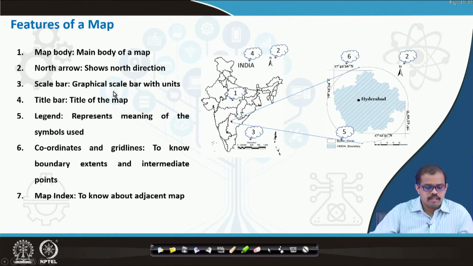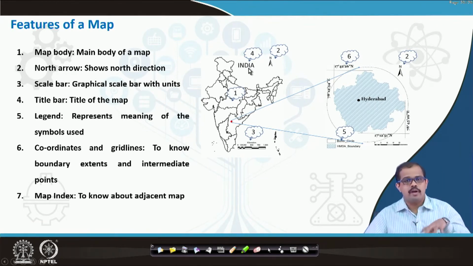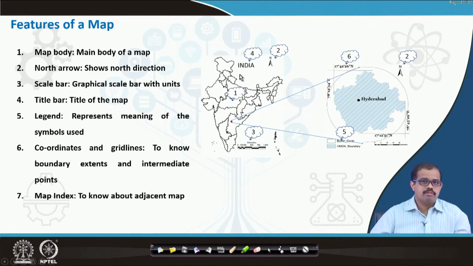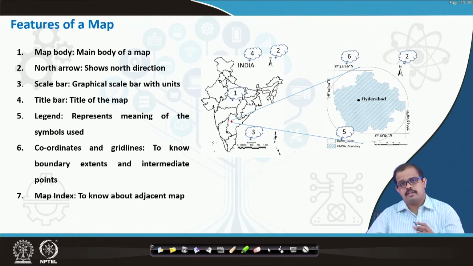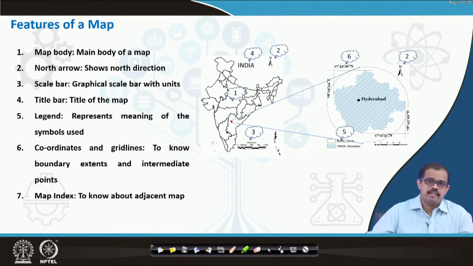And when we look at the title bar, the title of the map is essentially very important. It describes where the map is actually representing on the earth's surface, whether it's India or Hyderabad. For people who do not understand, if you put this map in some foreign country, they may not be able to tell which country or which city this is. If you give a title, it would give them a clear picture.